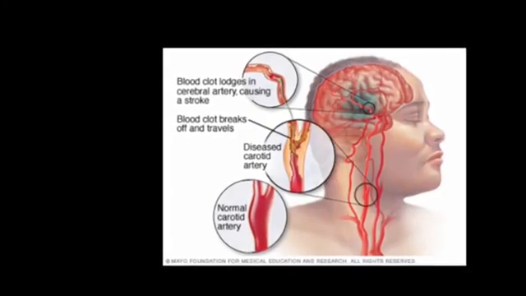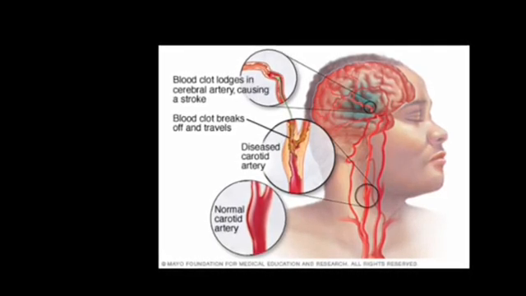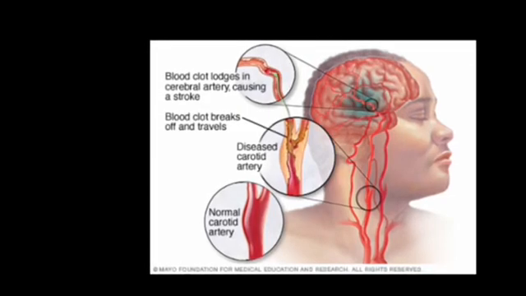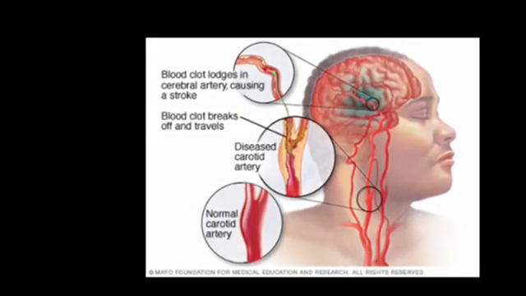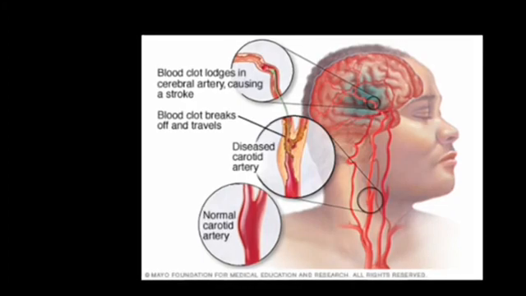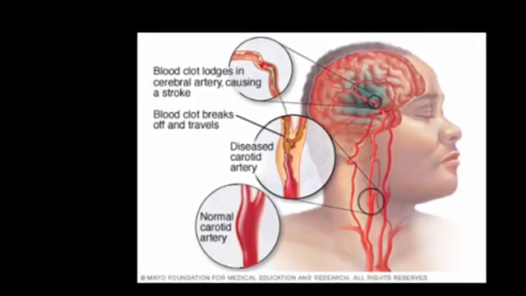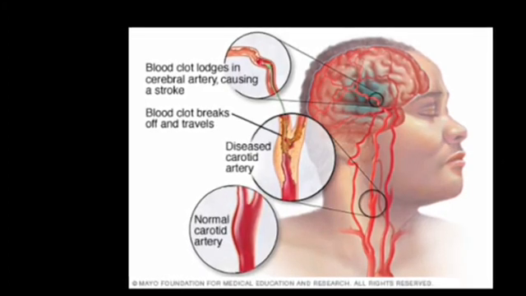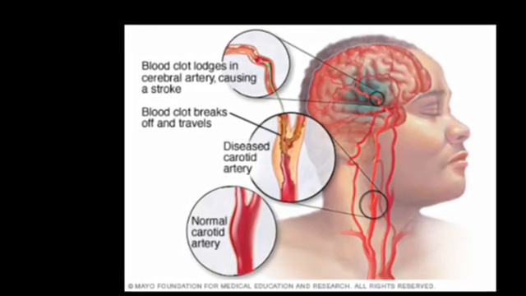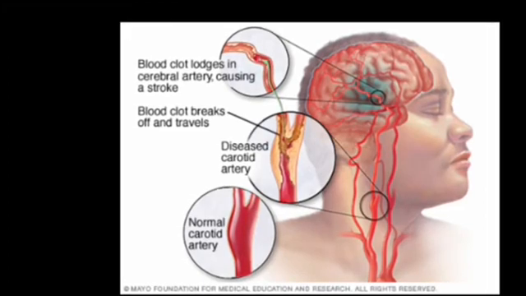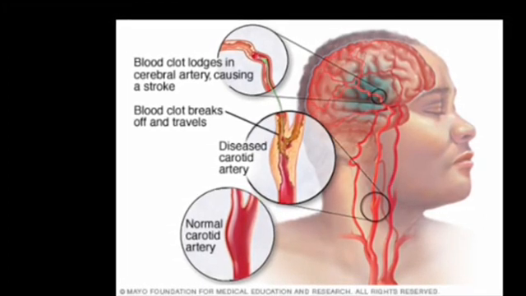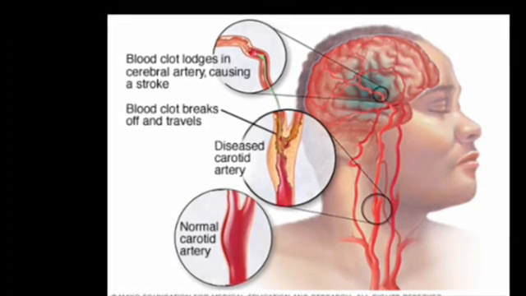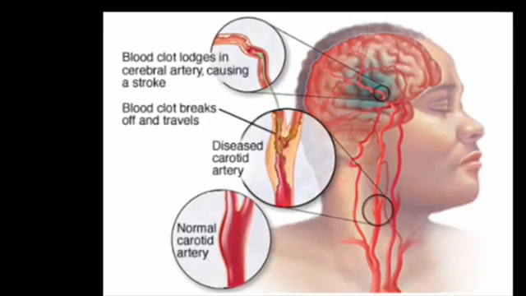We have three types of stroke. The first type is the ischemic stroke. The ischemic stroke occurs when an artery in the brain becomes blocked. Which means that the ischemic stroke can be caused by a clot obstructing the flow of blood to the brain. Here, as you can see in this picture, the blood clot lodges in the cerebral artery, causing a stroke, which means it stops the blood flow to this particular area in the brain.